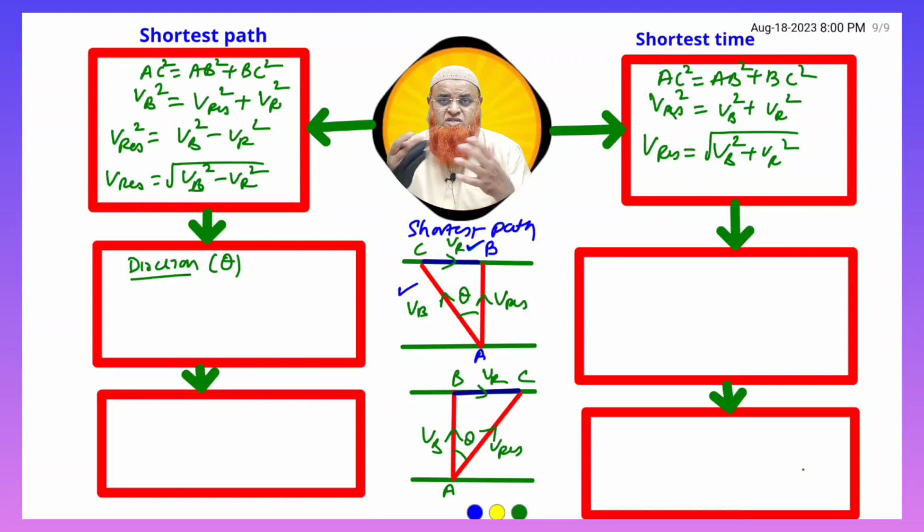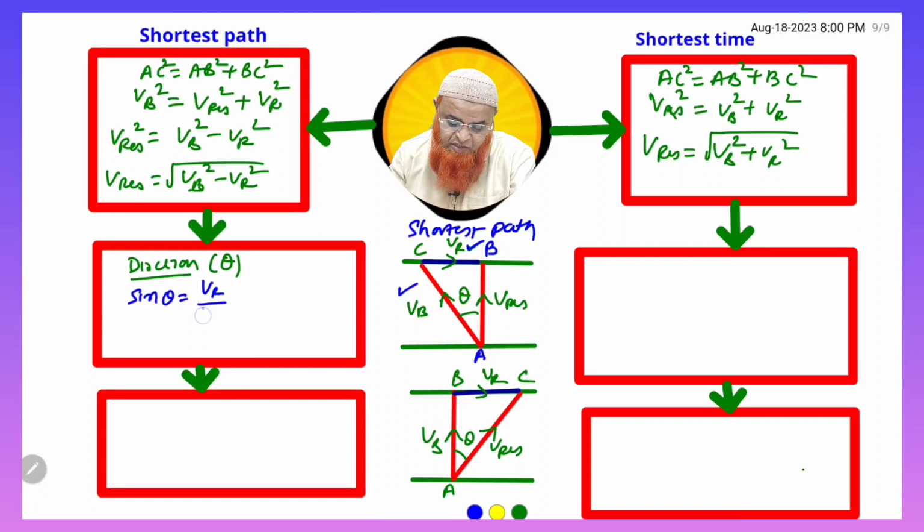These two velocities, it is better to take sine theta, because opposite side and hypotenuse are related to sine theta in trigonometry. So we can write sine theta is equal to opposite side, that is VR, by hypotenuse, that is VB. Therefore, theta is equal to sine inverse of VR by VB. We got angle theta.